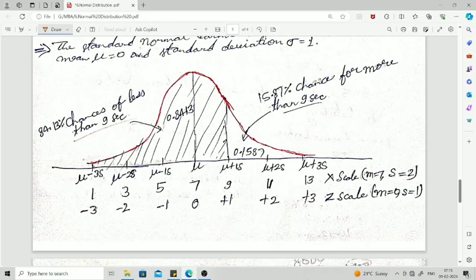So now you see this one is the normal distribution. In this normal distribution, here you have this one, this is the mean. Around this mean, to the right side you can see written mu plus 1s, mu plus 2s, mu plus 3s. Here s is the standard deviation: mu plus 1 standard deviation, mean plus 2 standard deviations, mean plus 3 standard deviations.